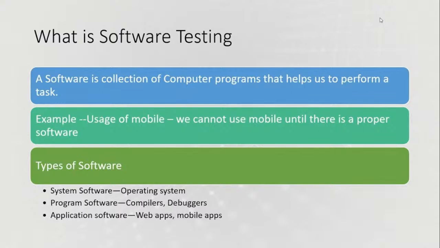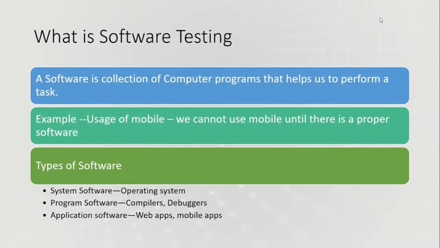And what is program software? Program software is nothing but a compiler or a debugger. So if you get any issue in the software that you have installed, these compilers or debuggers will help you analyze what the issue in the software is, and how to resolve it. So this is called program software.